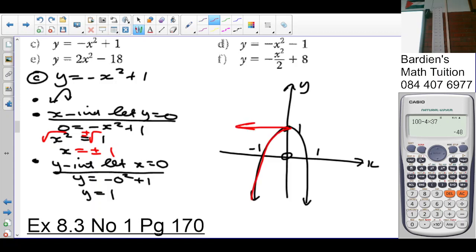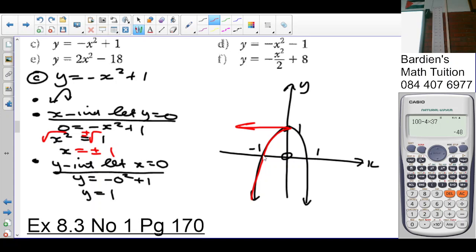Where is the graph decreasing? X is more than 0. Next, turning point. Coordinates of turning point: 0 and 1. The graph has a maximum value of 1 and it occurs at an x value of 0.